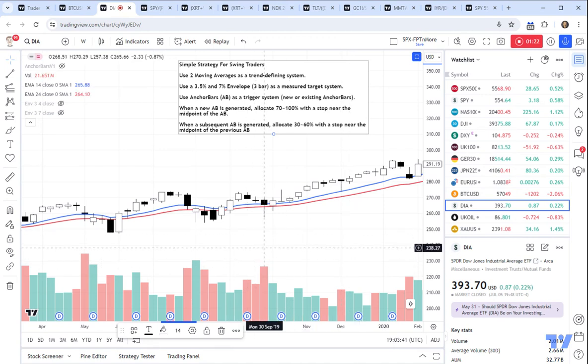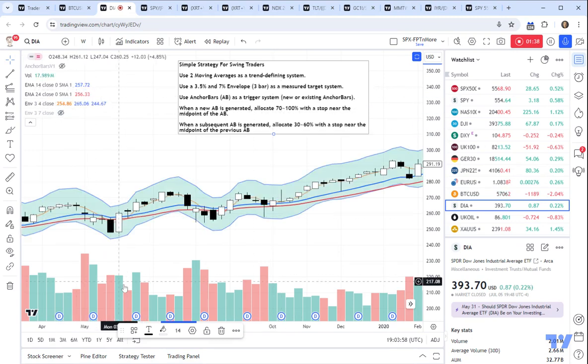This is 2019. I wanted to show this to you in a moderate upward trend so you can see how it plays out. Secondarily, use a 3.5 and a 7% envelope, 3-bar as a measured targeting system. So here we have our envelopes. There's our 3.5% envelope of a 3-bar moving average.